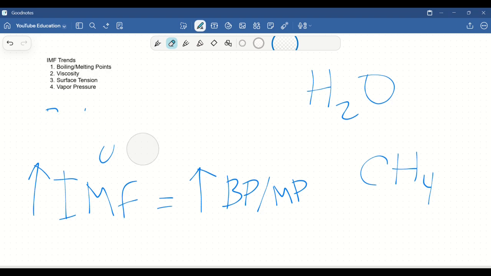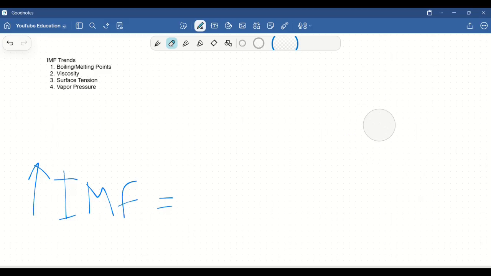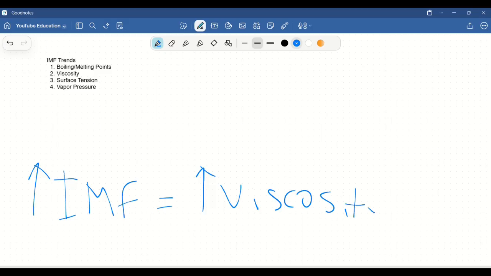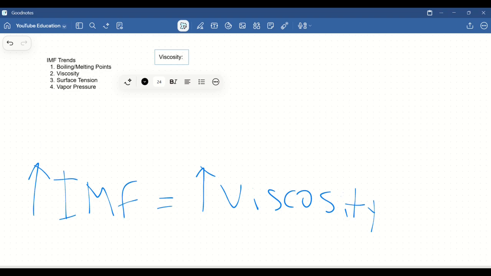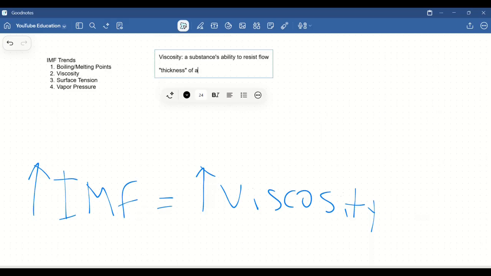Now, the next trend we have is with viscosity. The stronger the intermolecular forces are in a compound, the more viscous a substance is, the higher the viscosity. And what does it mean for a substance to be viscous? What is viscosity? Viscosity, the traditional definition, is a substance's ability to resist flow. It can be thought of as the thickness of a substance.